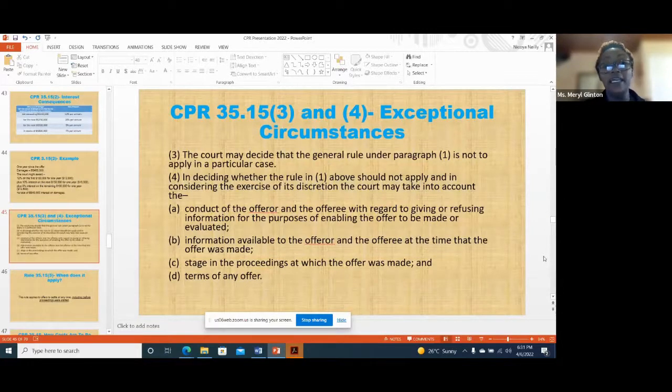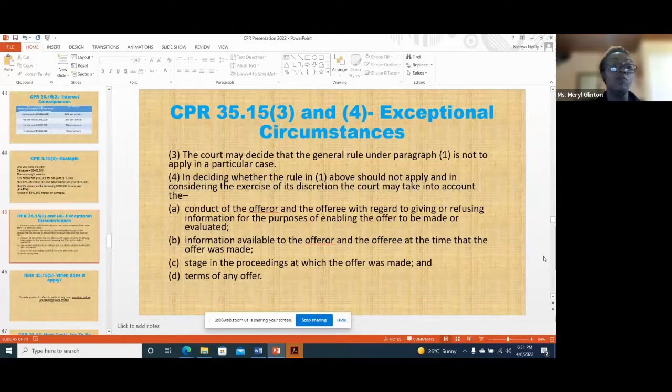But in deciding whether or not to apply the rule in 1, the court will take consideration of anything that it determines that it should take consideration of, but the rules provide a list of things which the court probably should take consideration of. So that would be the conduct of the offerer and the offeree in regard to the giving or refusing of information for the purposes of enabling the offer to be made or to be properly evaluated by the person who received the offer.